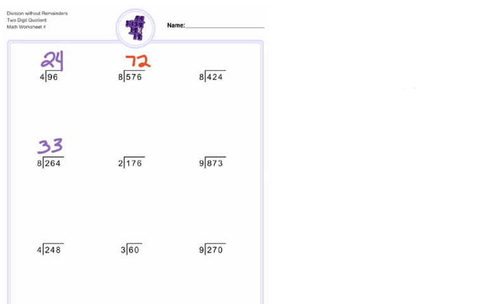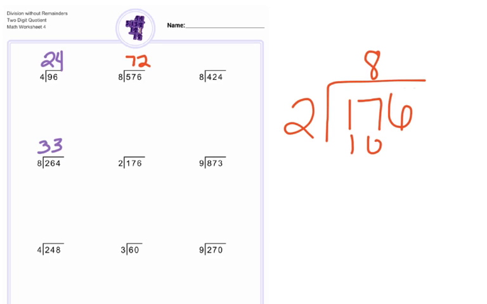We're going to move on to number 5. And we have the number 176 divided by 2. And we know that 2 cannot go into 1 because 2 is bigger than 1. But 2 can go into 17. And we know that 2 times 8 is equal to 16. And so we need to do some subtraction.